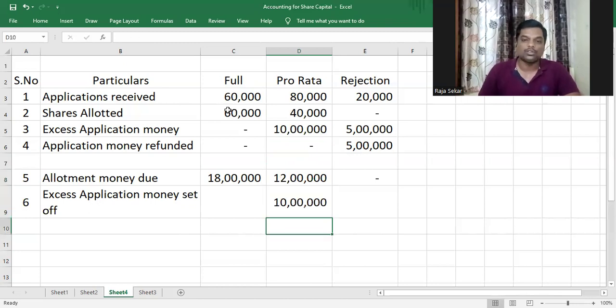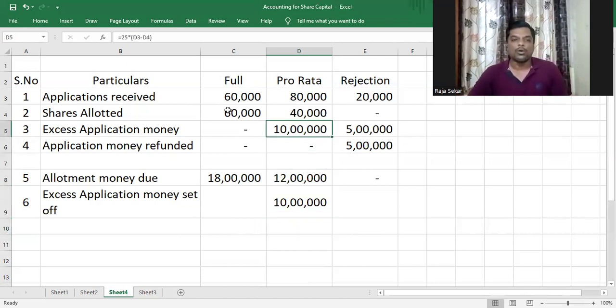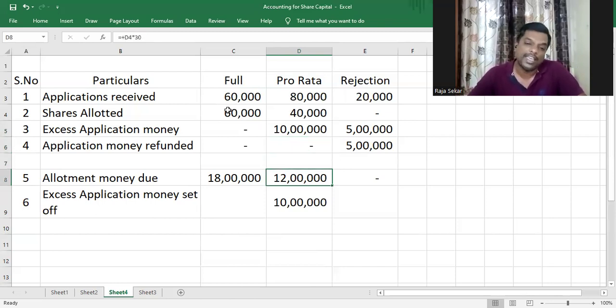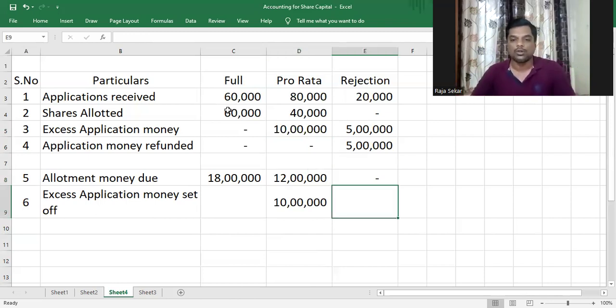In case only 8 lakh was due, we cannot set off the entire 10 lakh against 8 lakh dues, right? We'll only set off 8 lakh. So it will be the lesser of the allotment money due or excess application money. So you have 10 lakh in your pocket against the 40,000 shareholders' name, and they are supposed to pay us 12 lakh. Therefore, I set off the 10 lakh and I'm going to collect 2 lakh from them. Whereas in case this was 8 lakh, then I have 10 lakhs in excess, but still I cannot set off the entire 10 lakhs against just the dues of 8 lakhs, right? In that case, I'll set off 8 lakhs and carry forward the 2 lakh to be set off against further calls. Understood or not, my dear children?